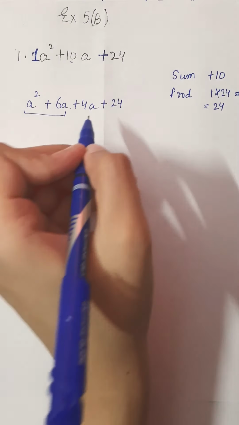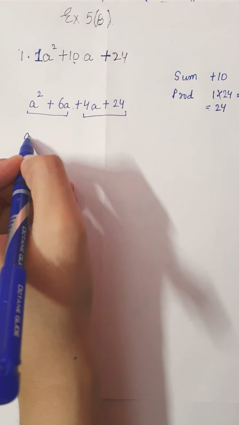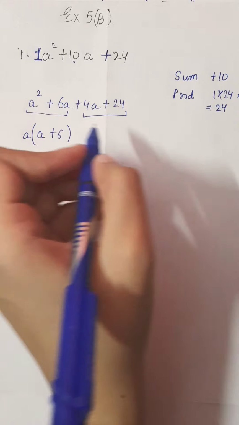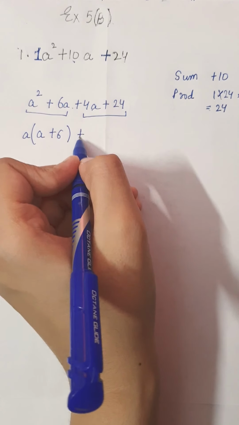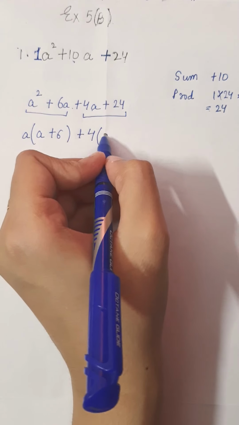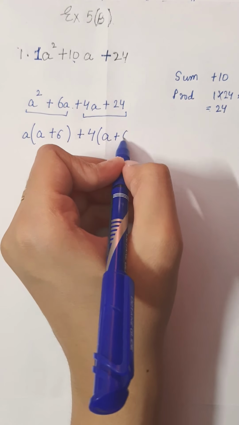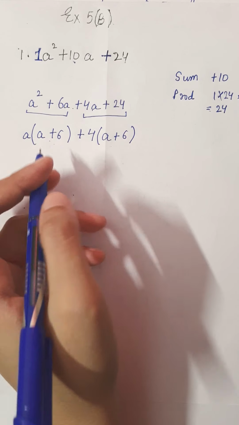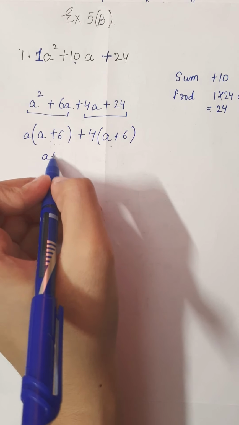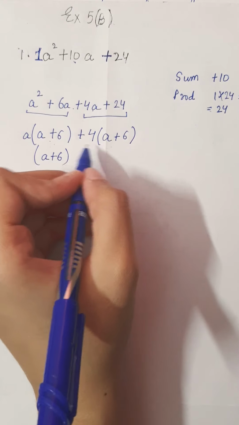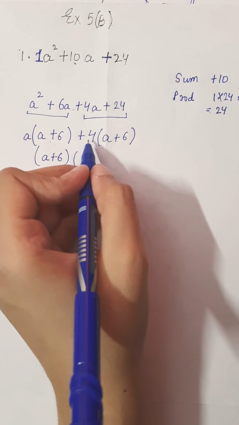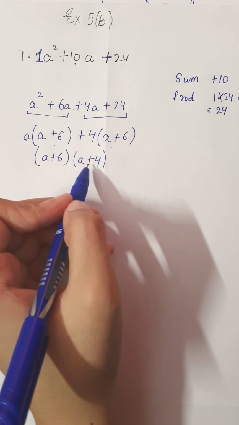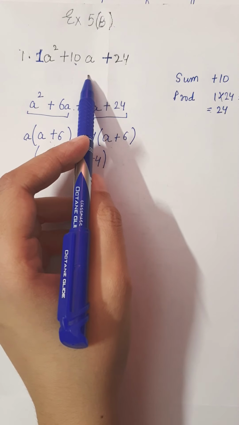Now grouping, like we have done in first exercise. Here a is common from the first group, so I am left with a plus 6, and from the second group 4 is common, so here I am left with a plus 6. The moment you are going to get the same brackets, that means your splitting is perfectly fine. Now in one bracket I am going to write a plus 6, the same bracket, and the other one a plus 4. So a plus 6 is the first factor and a plus 4 is the second factor of the given trinomial.